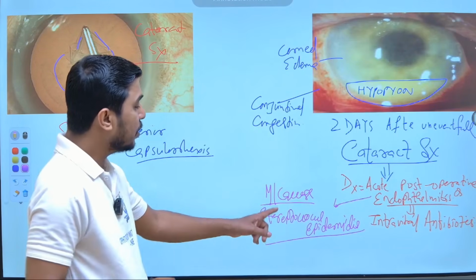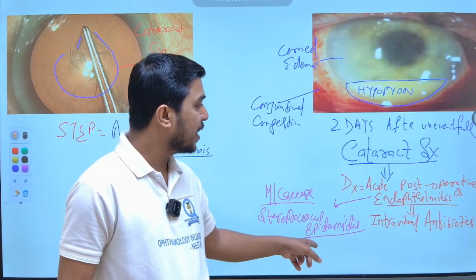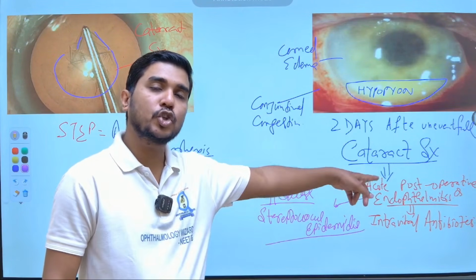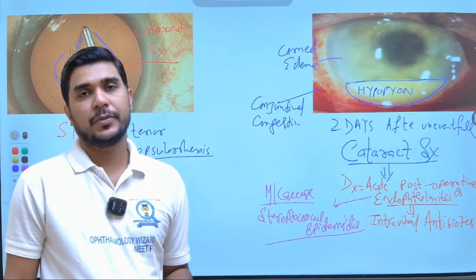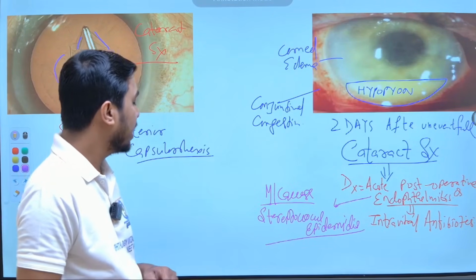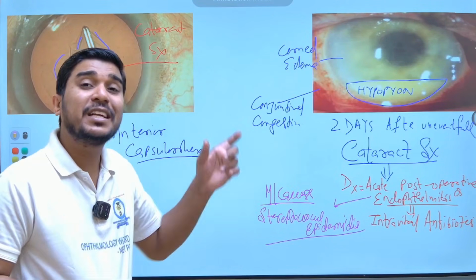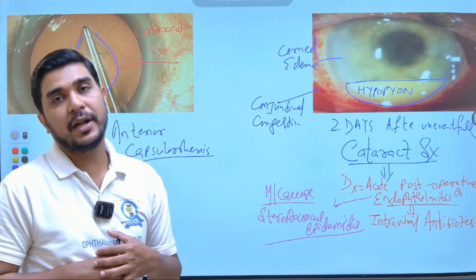So this is the risk, this is the organism that is the most common cause of acute post-operative endophthalmitis. Another one important to understand: what is the most common cause of delayed post-operative endophthalmitis?